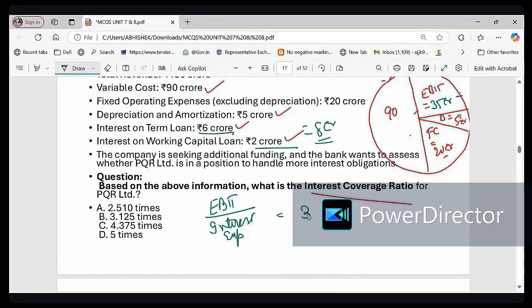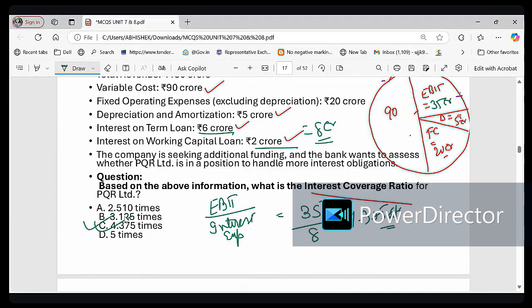In the numerator I will write 35 crore, and in the denominator I will write 8 crore. So how much are you getting? I think I'm getting 4.375 times. So option C is the correct answer. What does it mean? It means that PQR Limited earns enough from its business to pay its interest 4.375 times.